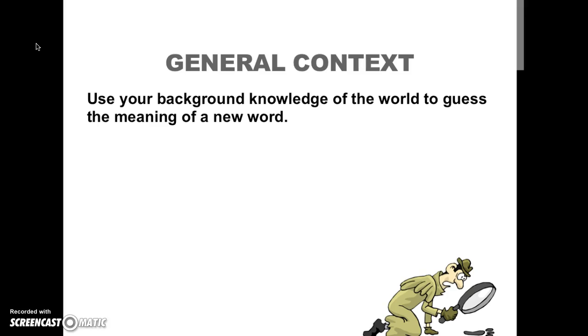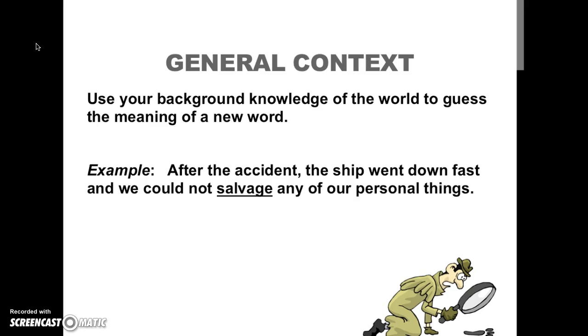General context. Use your background knowledge of the word to guess the meaning of a new word. For example, after the accident, the ship went down fast, and we could not salvage any of our personal things. Now, what does salvage mean? Well, you know about ships, and if a ship goes down in the water quickly, what can we not do? Well, we cannot save our personal things. Our personal things will be gone.